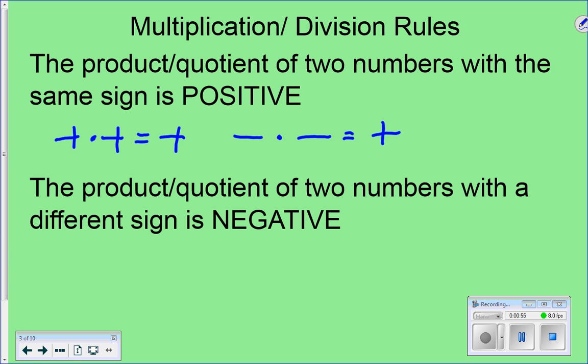If I do a positive times a negative, my answer is going to be negative. Same thing if I do a negative times a positive, my answer is negative. And I could also put a division sign in there. I always remember, if I have two the same, my answer is positive, that's a good thing. If I have two different things, it's a negative answer. That's how I remember them.